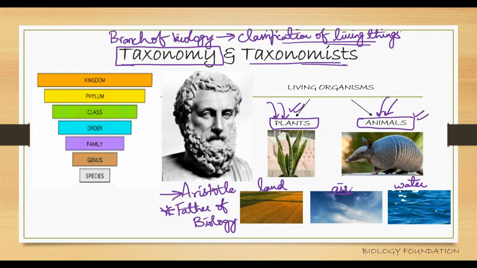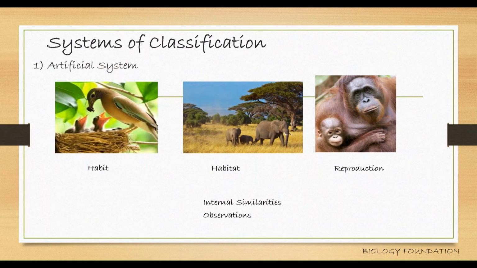I'll talk about this later as we go through our classes. Next, systems of classification. Living organisms are classified into two groups, that is, plants and animals. But there are other ways of classification. The first one is the artificial system of classification.